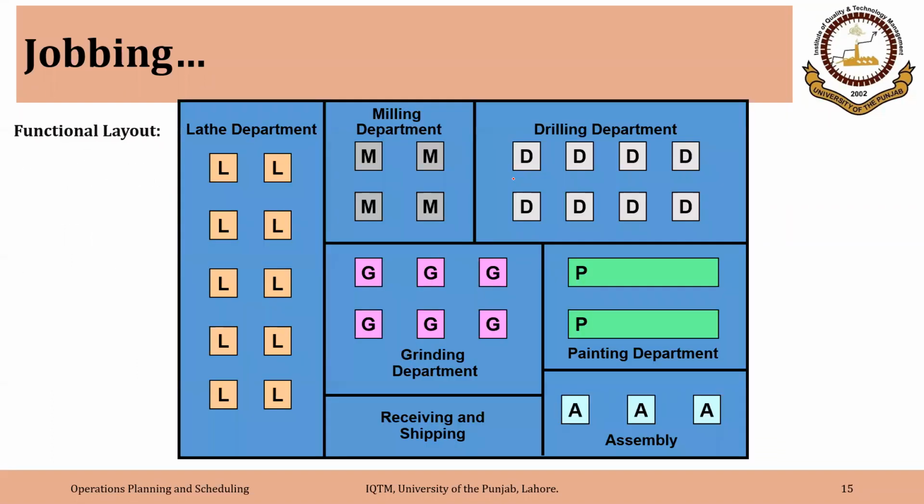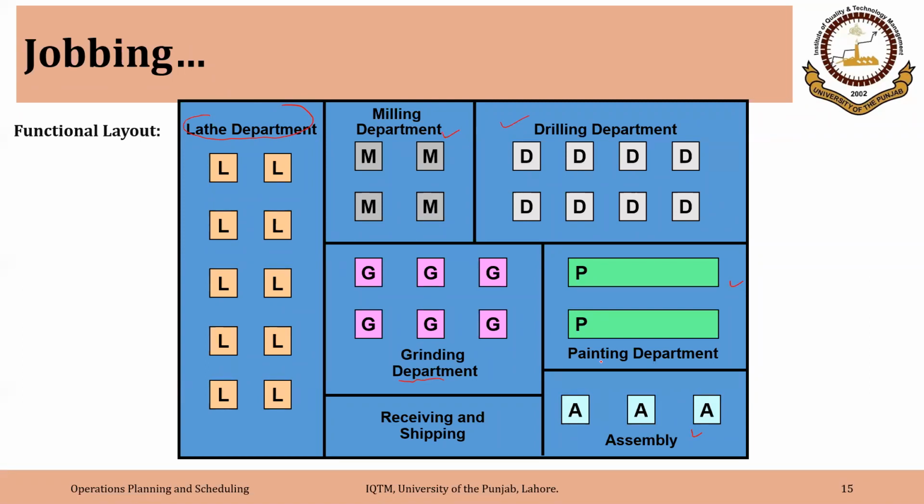So here is the example. So you could see that there is a separate department or separate grouping of the lathe machines. For example, we are having around 10 lathes and 4 millings grouped together. Different drilling machines are grouped together. Grinding machines are grouped together. Painting department is separate, and we have an assembly department. So this is a functional layout.